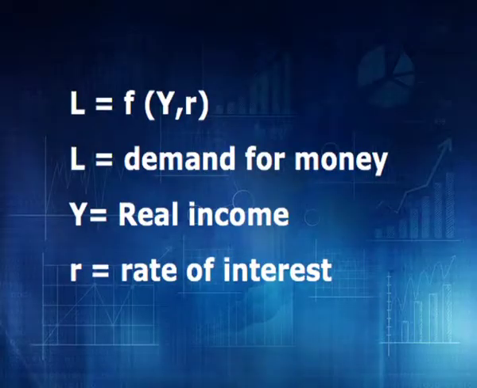Thus, total demand for money can be expressed as L equals a function of Y and R, where L equals demand for money, Y is the real income and R is the rate of interest. The LM curve relates the level of income with the rate of interest, which is determined by money market equilibrium corresponding to different levels of demand for money. Normally, the supply of money remains constant in the short run, which makes the money supply curve a vertical straight line. Let us see the figure here.